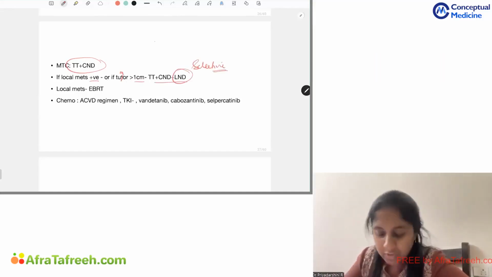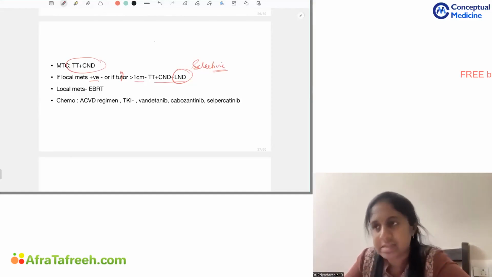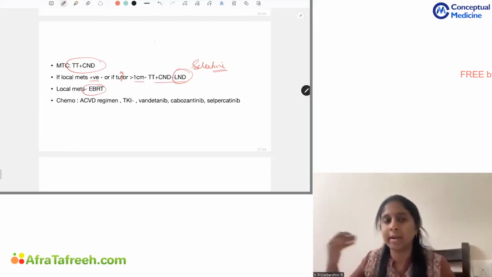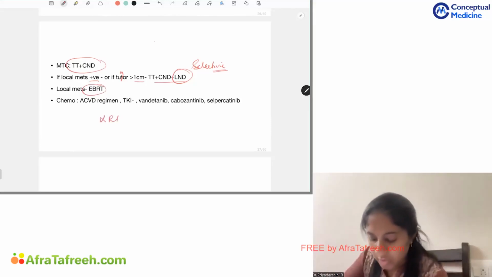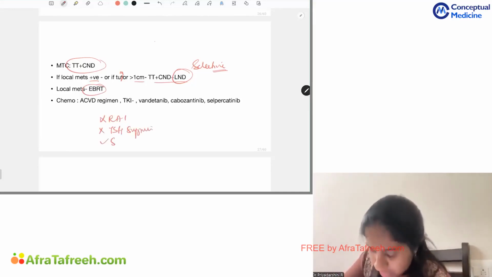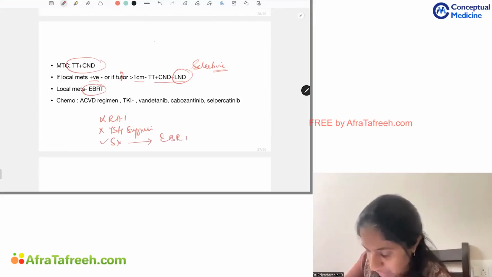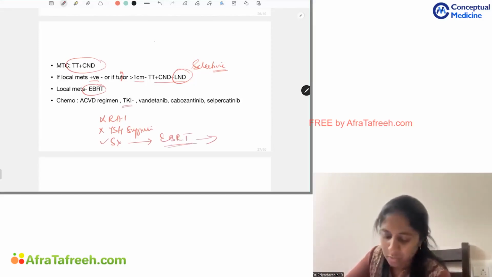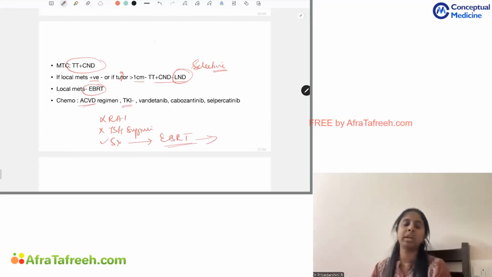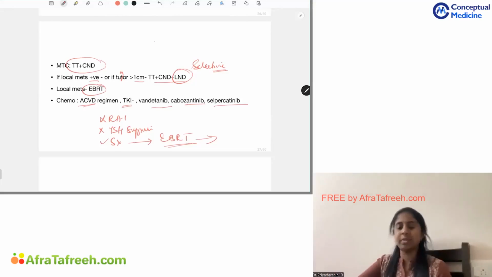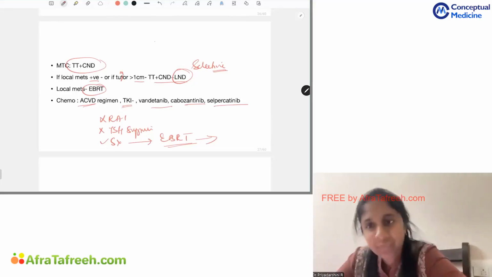If there is local mets, will you treat the patient with thyroid suppression? No, because it is not a differentiated thyroid cancer. It is coming from parafollicular cells or C cells, so it's not going to respond to your iodine therapy. It is not going to respond to your TSH suppression. So the first thing is surgery followed by external beam radiotherapy. If it is very, very extensive, then we can go for chemotherapy, the ACVD regimen, and tyrosine kinase inhibitors. Right now in the market, we have vandetanib, cabozantinib and selpercatinib. I have told you about it in MTC, in thyroid cancers.